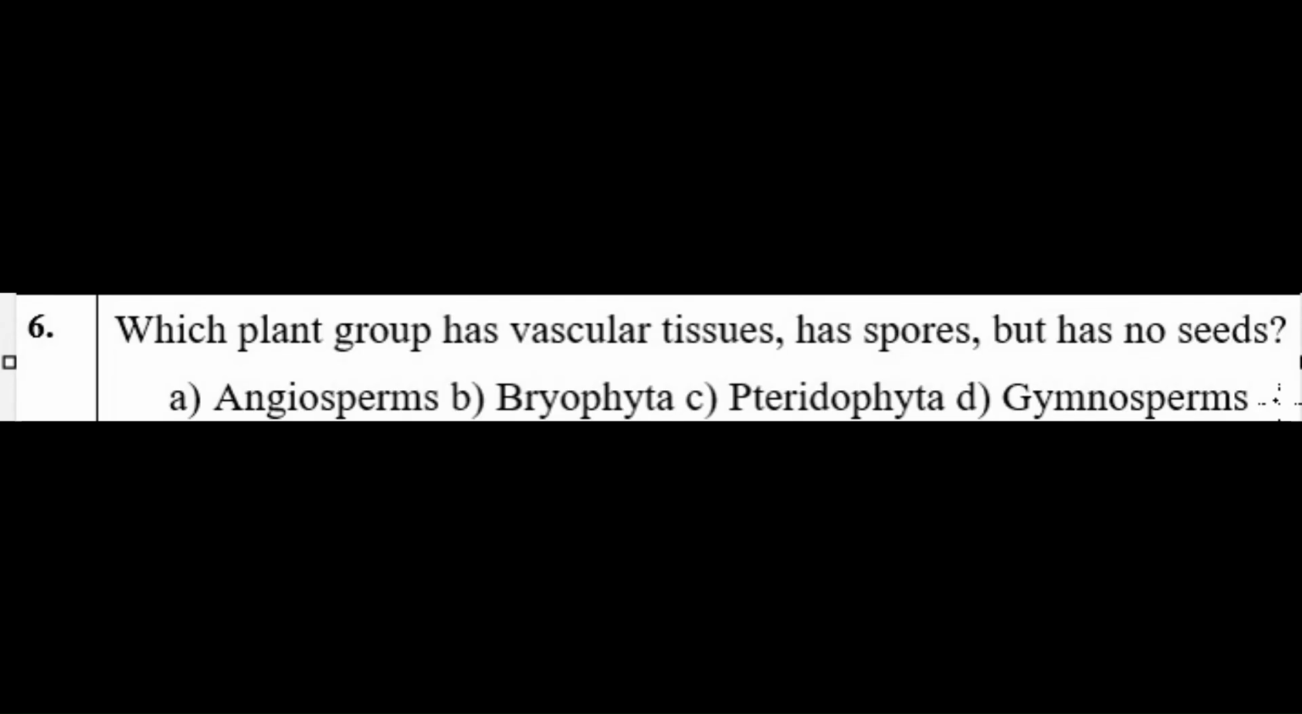Plant group has vascular tissues, spores, but they have no seeds. Options are angiosperms, bryophyta, pteridophyta, and gymnosperms. So they have the vascular tissues, but they have spores also, but they don't have seeds. So the answer will be pteridophyta.